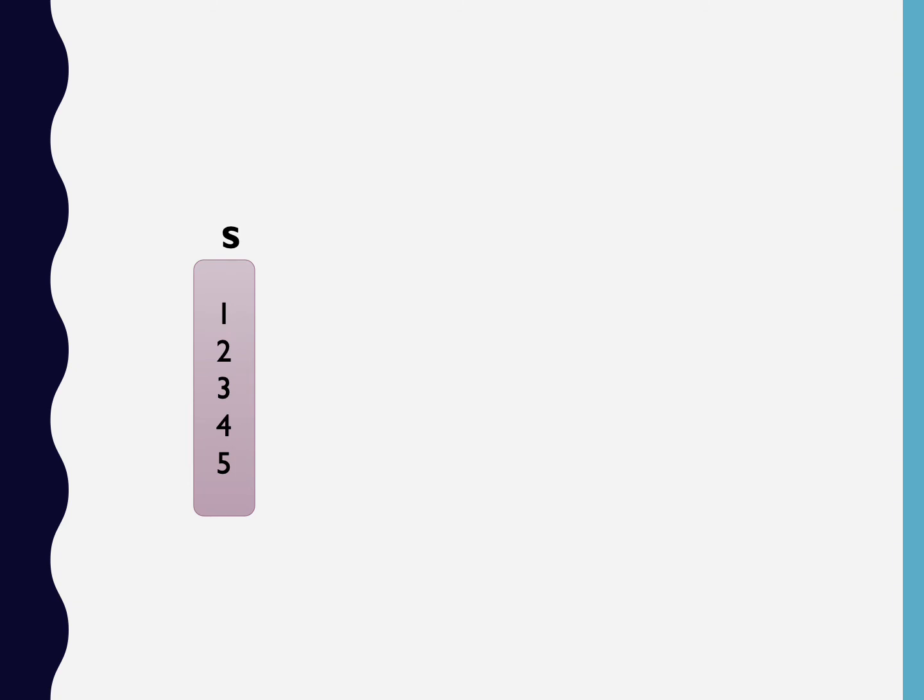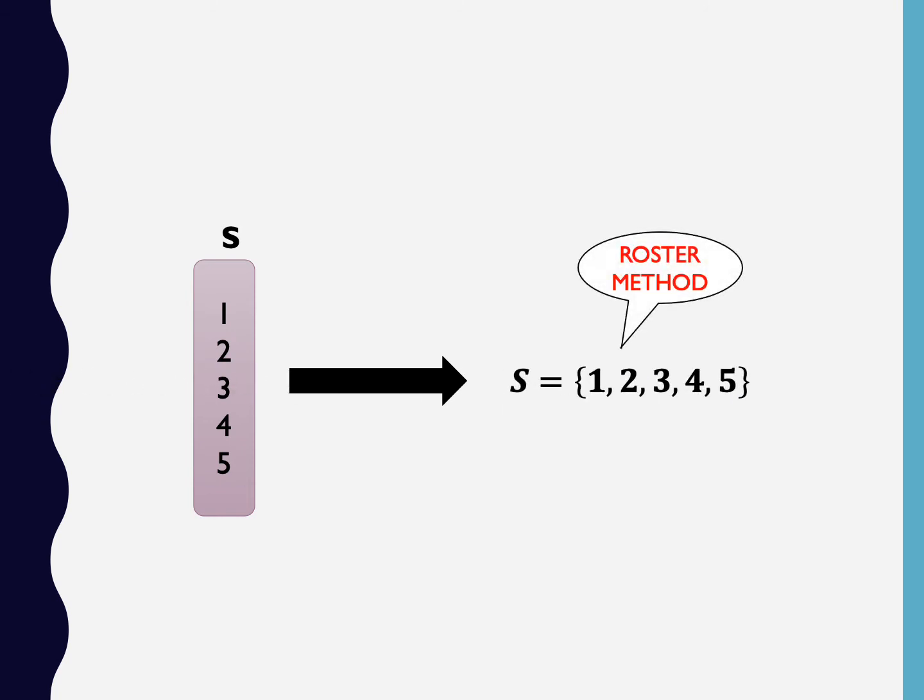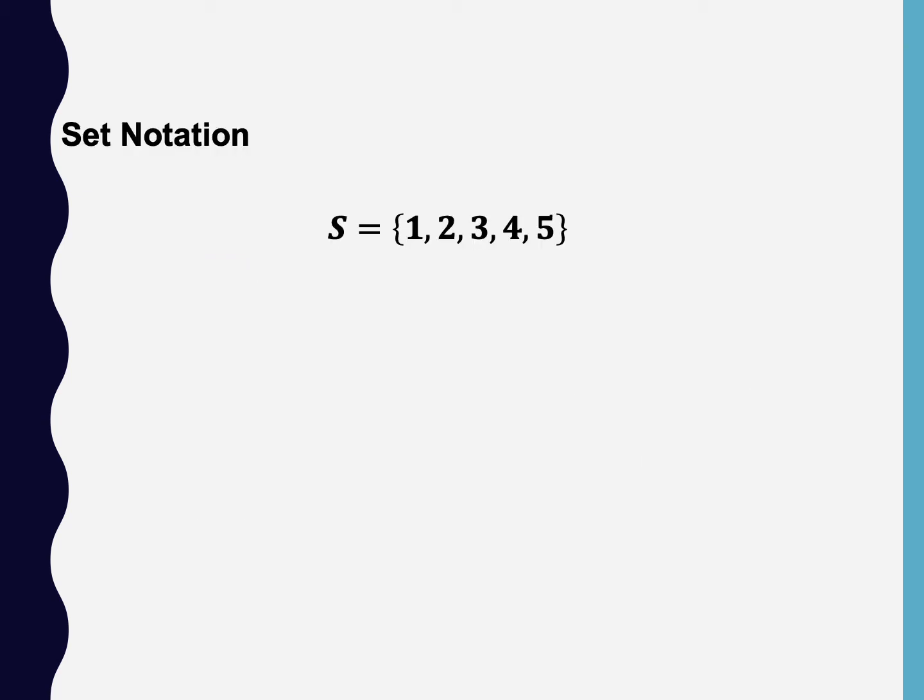Consider the set S that contains the numbers 1, 2, 3, 4, and 5. We can use the following notation, where S represents the set and the numbers 1, 2, 3, 4, 5 are the elements of the set. This kind of notation is called the roster method. Sets can be written using a grouping symbol and by enumerating its elements.